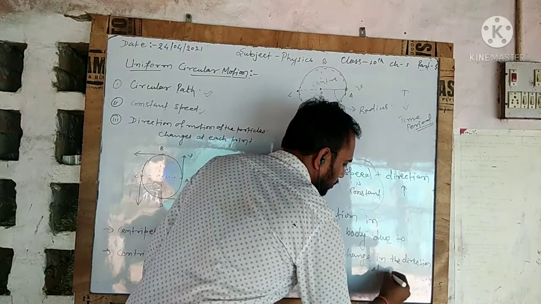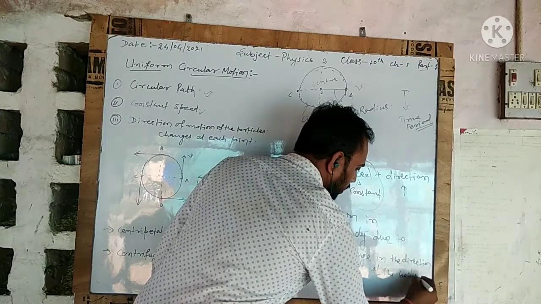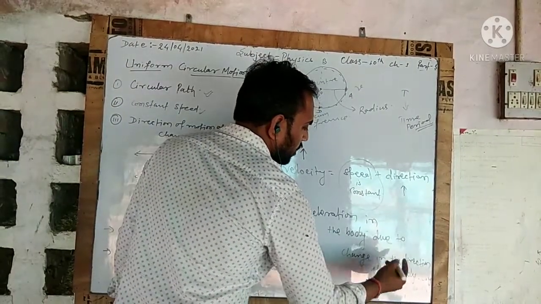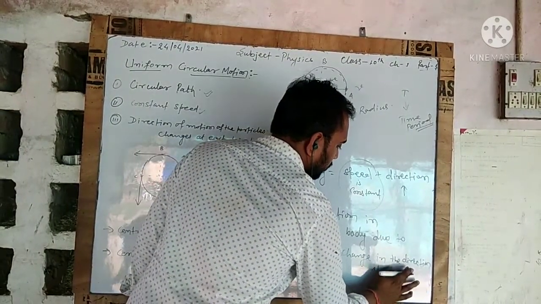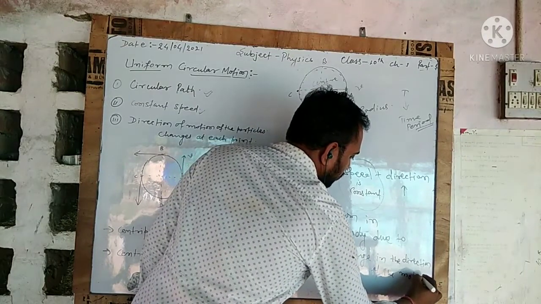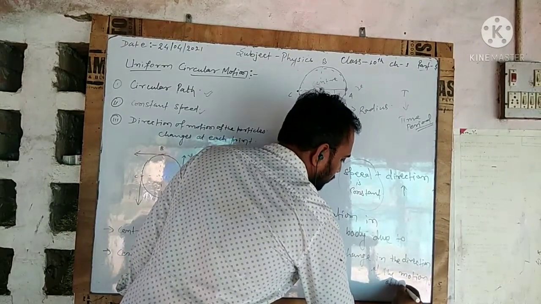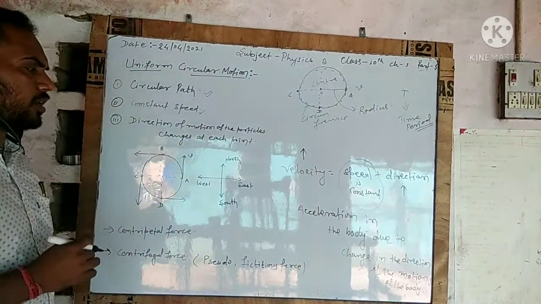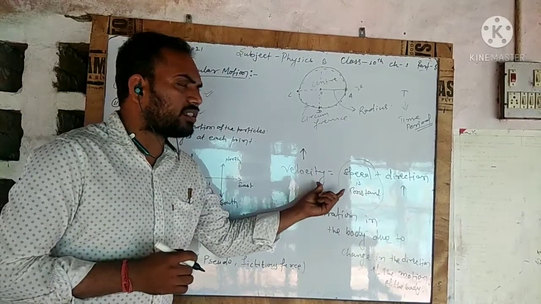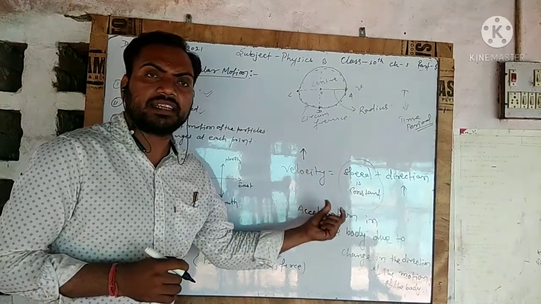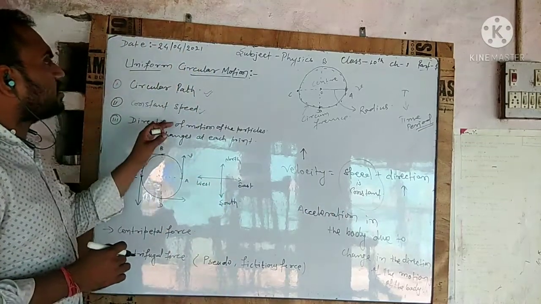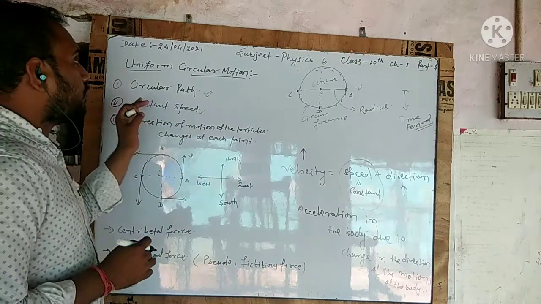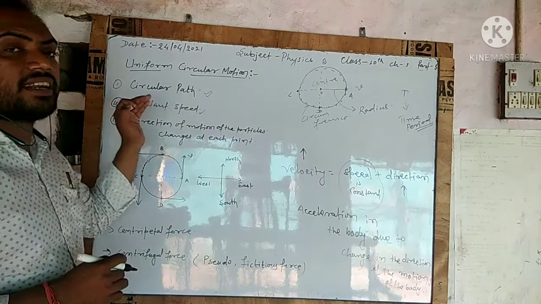Direction of the motion of the body. Due to the change in the direction of motion of the body, there should be a change in velocity, and that's why there is an acceleration in the body. That's why it is called uniform accelerated motion, uniform circular motion, or accelerated circular motion.